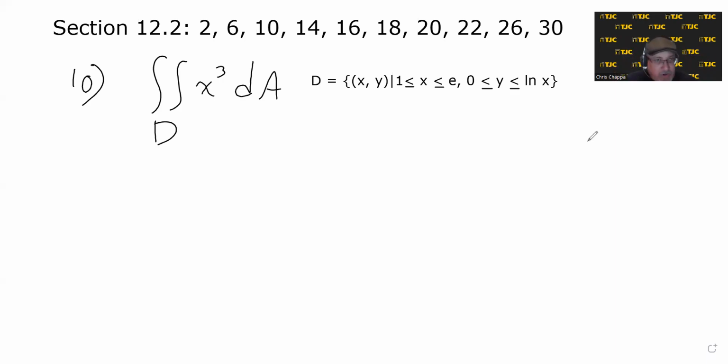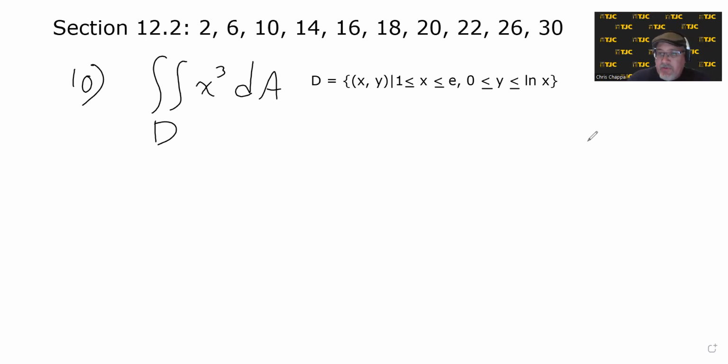Section 12.2, question 10. The double integral of x cubed dA over region D, where D is a set of ordered pairs (x, y) such that x is between 1 and e, and y is between 0 and the natural log of x. Although it's not necessary in this problem to sketch the region D, I'm going to go ahead and sketch it real quick.